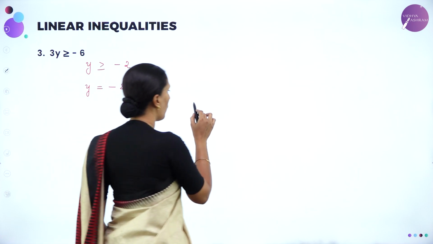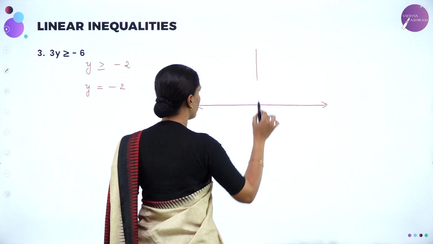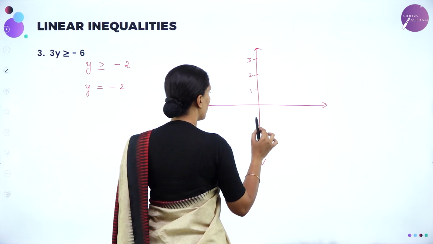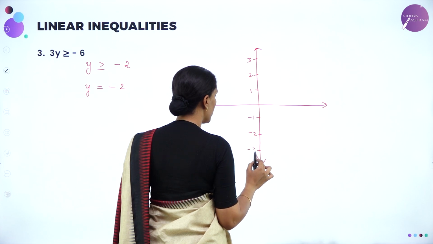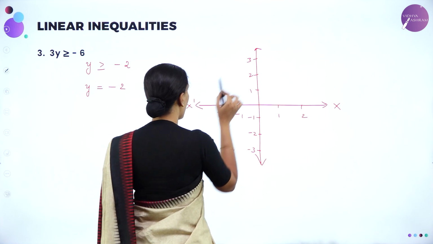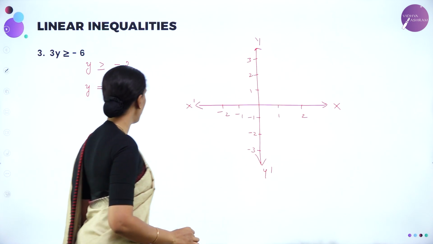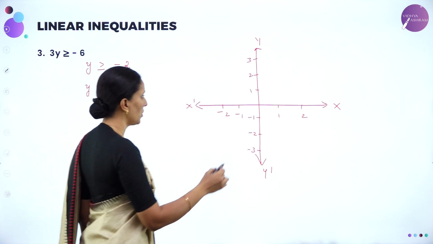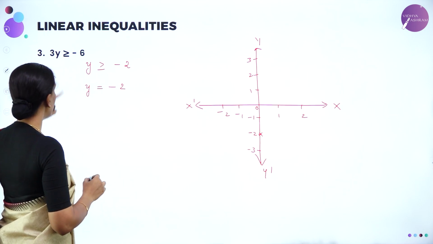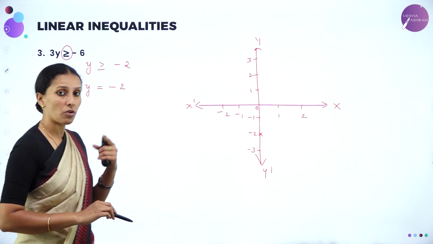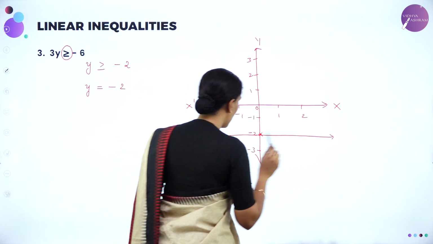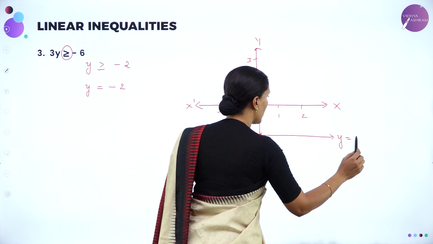So let us draw the coordinate plane. So 1, 2, 3, minus 1, minus 2, minus 3, minus 1, minus 2, 1, 2. So x dash, y dash. Now we need the line y is equal to minus 2. So this is 0, y is equal to minus 1, y is equal to minus 2. Observe the inequality here. This is a slack inequality, which means it also includes the equality. So here we'll use the dark line to draw the line. Now this is the line y is equal to minus 2.